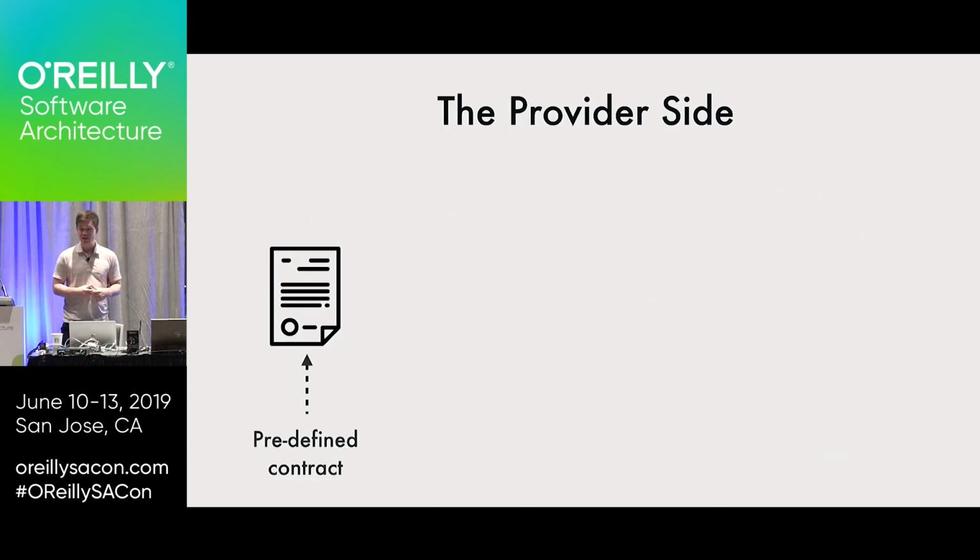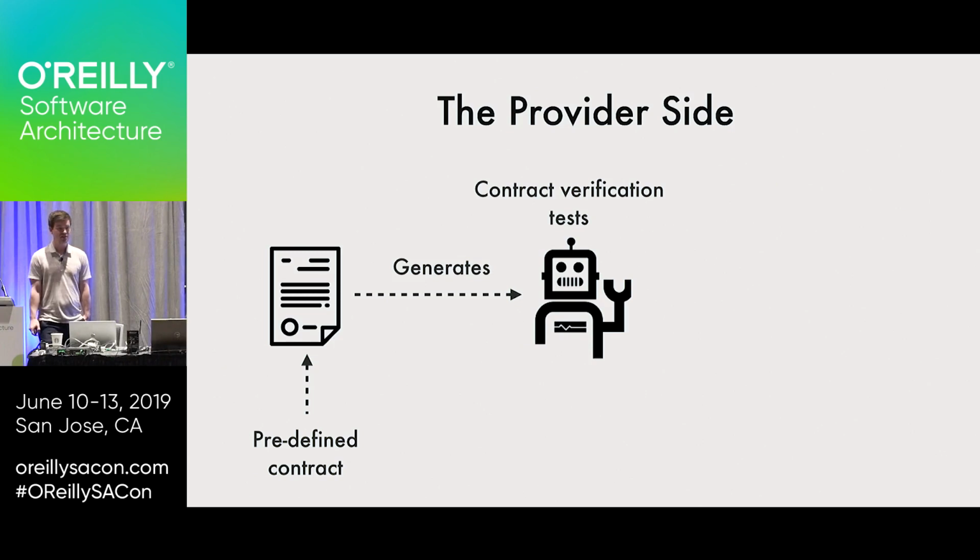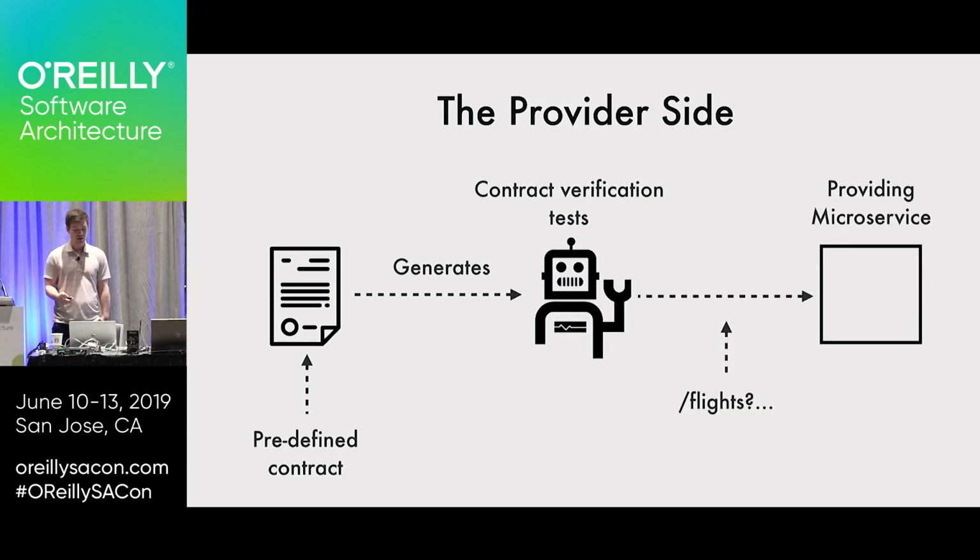Now, on the provider side, we do kind of the opposite, do everything the opposite way around, because we already have a contract that we define to make our consumer side tests pass. We can then simply take that predefined contract and use it to generate contract verification tests. Again, this is something that the CDC framework would do for us. And what the contract verification tests do is make the request in the contract, so our call to /flights against a providing microservice, and they will assert that the response that the providing microservice gives is exactly the same as the response in the contract.